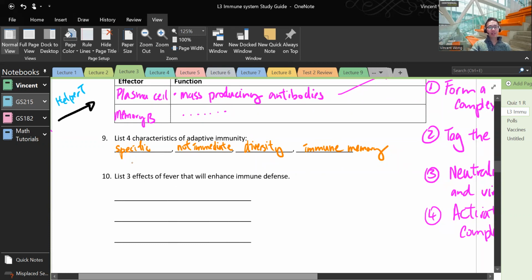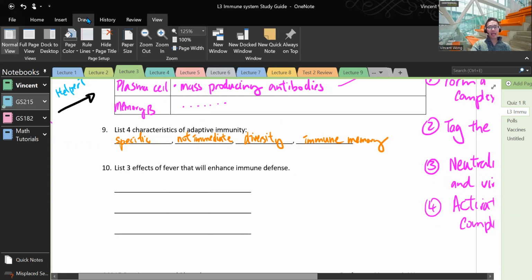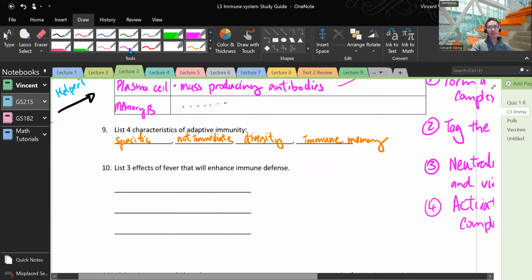List 3 effects of fever that will enhance immune defense. What's the point of cranking up the temperature? Well, it could increase metabolism.